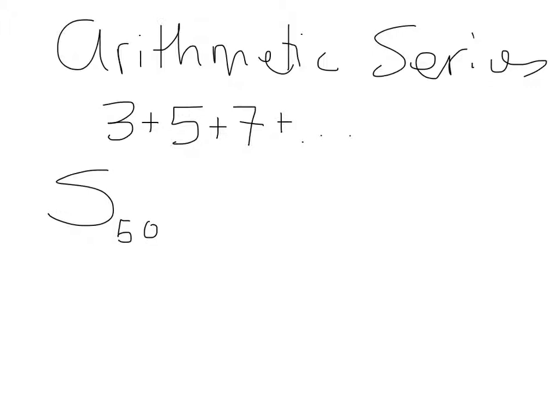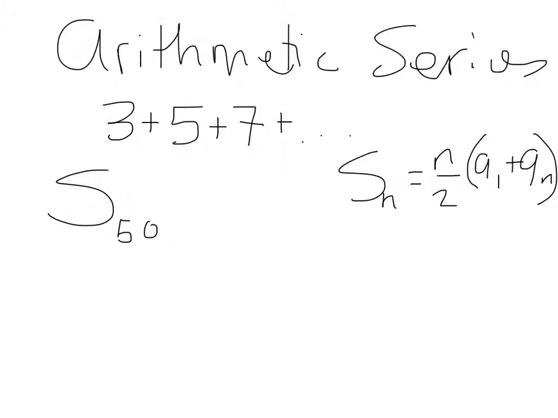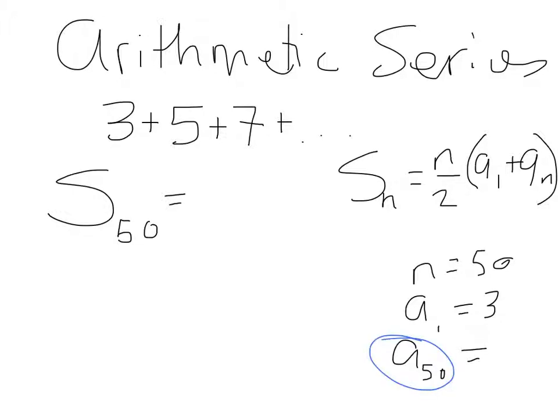The formula we use here is S of n equals n over 2 times a1 plus an. This means if I want the sum of the first 50 terms, my n is 50. My a1 is 3. And an in this case is a 50, the 50th term. In order to get that, since you don't have it, you have to use the formula we had before. So once again, a sub 50 equals a1 plus n minus 1, which is 49, times d, which is 2.